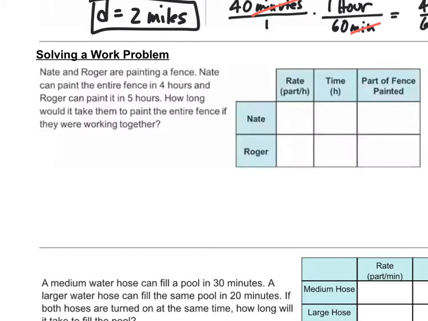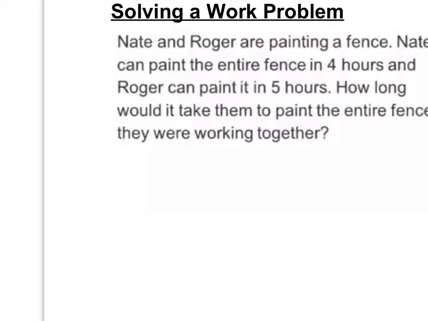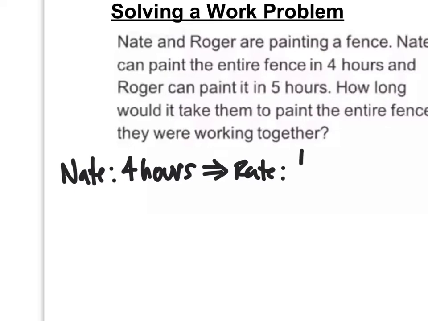So the first thing we want to do is model all of this using a table. So we've got the rate and the time, and then the part of the fence painted, and we have this for Nate and for Roger. Now I know it takes Nate 4 hours to paint the fence. So the question is how much of the fence could he paint in 1 hour, the part per hour? The rate is going to be 1/4 of the fence painted in an hour.